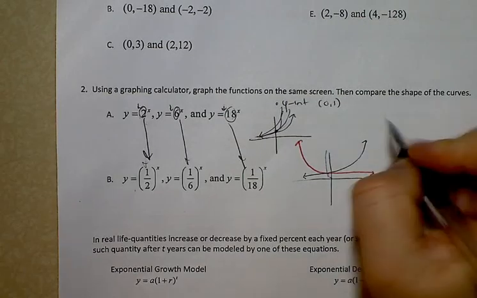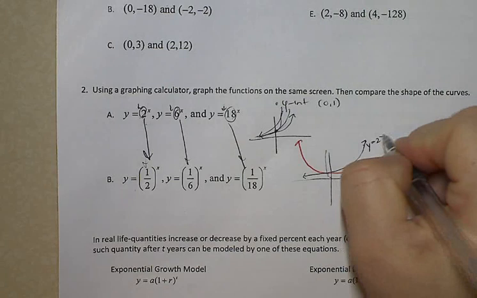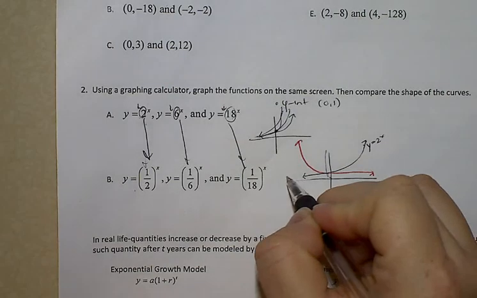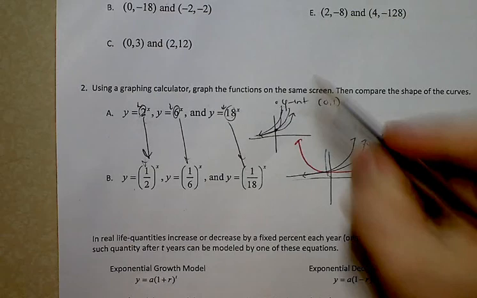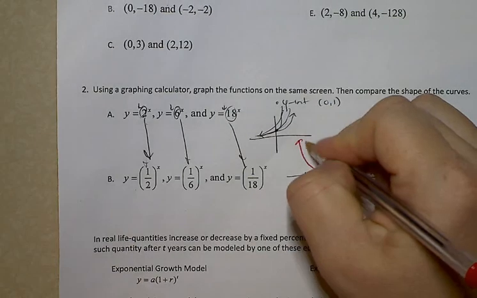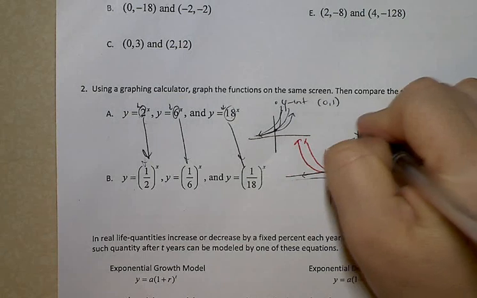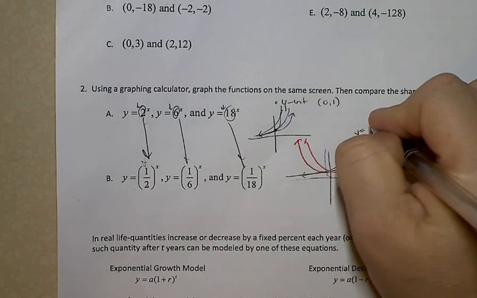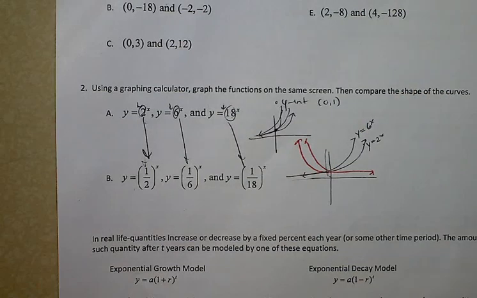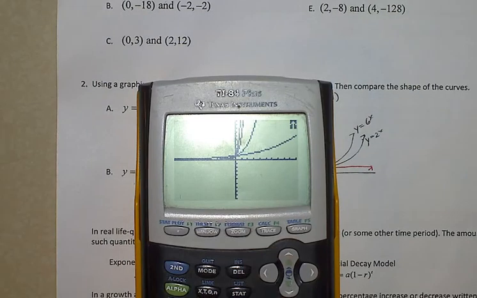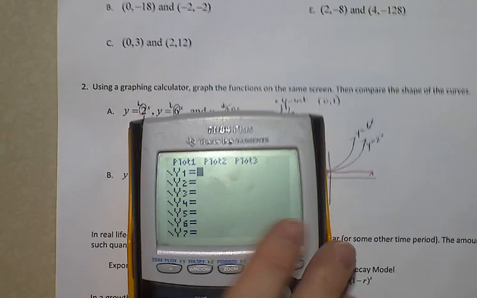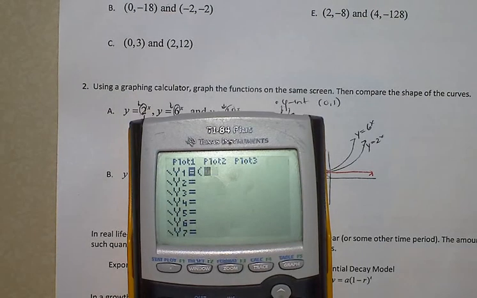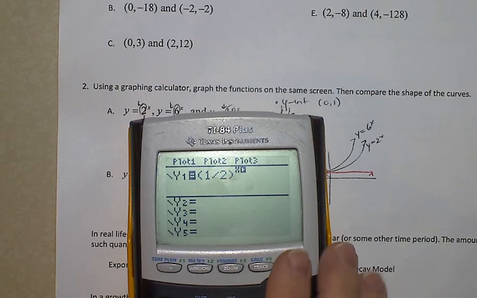And if this was 6 to the x, then this would have to be, because it reflects across the y-axis, 1/6 raised to the x power. Does everybody see that? It's almost opposite of what you think. So ready? Please do me a favor. 2nd plus 7, 1, 2. Go to y equals. You have to use parentheses here. 1 divided by 2 raised to the x, and press graph.